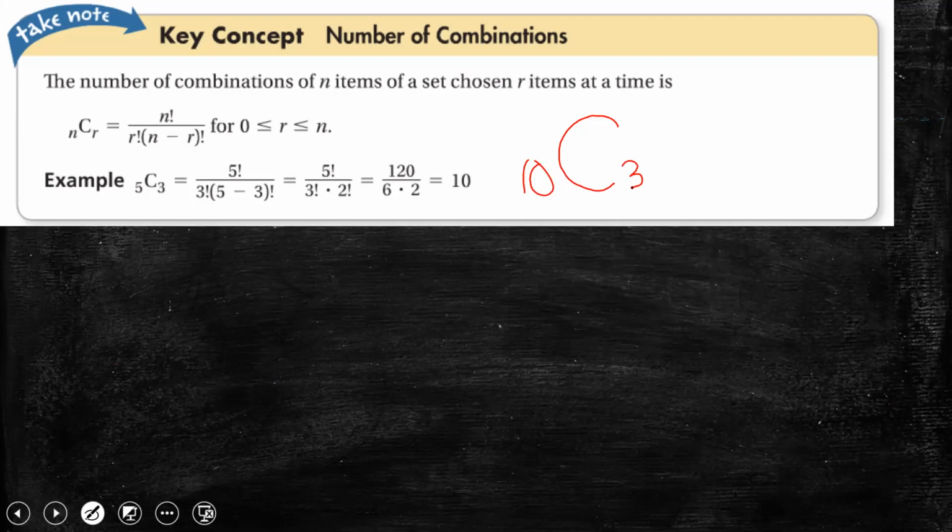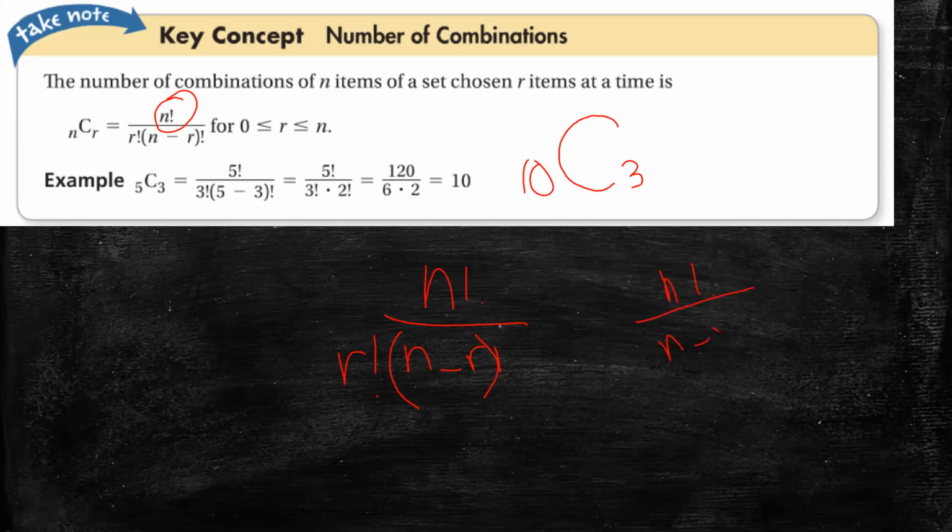What do I have to do? I will write n factorial over n minus r factorial, like this is for the permutation. Then I multiply by r factorial, which will now be the combination. So n factorial over n minus r factorial is a permutation. But n factorial over r factorial times n minus r factorial will be a combination.